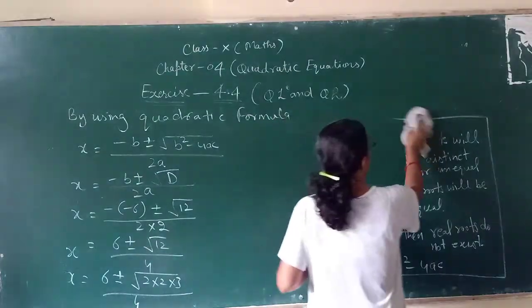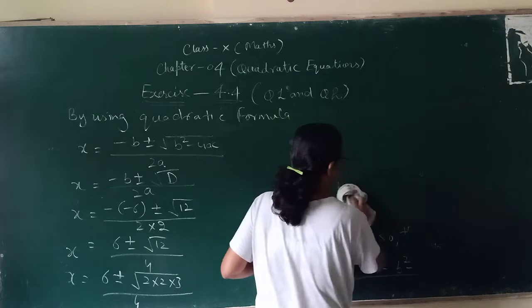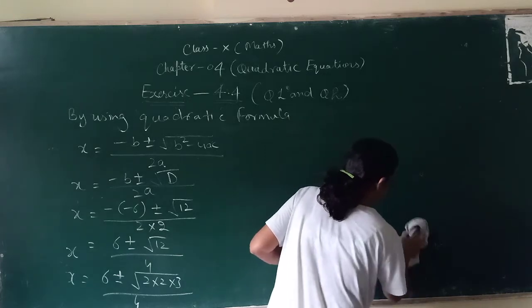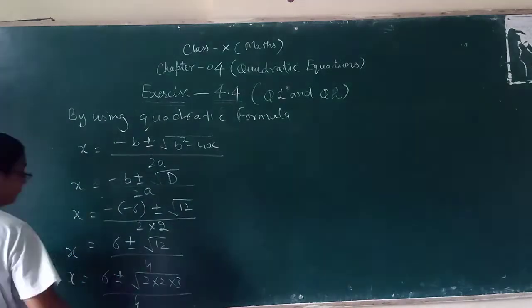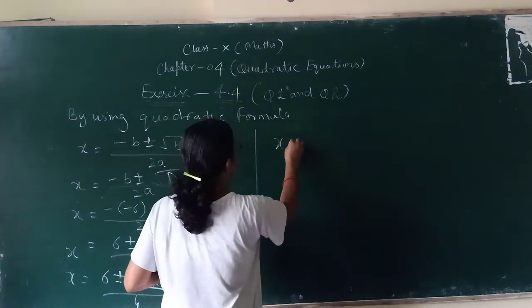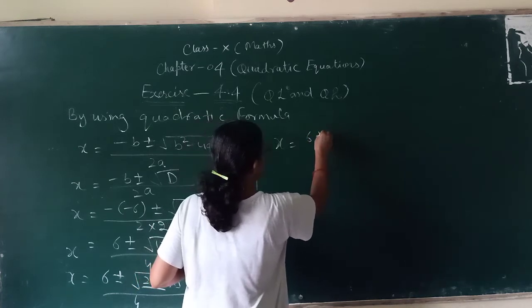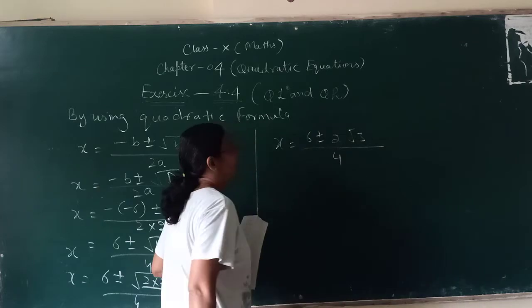Two 2s in a pair, we can take out the root symbol. हम इसको बाहर ले सकते हैं. And then this will become here, see, x is equal to 6 plus minus 2 root 3 over 4.